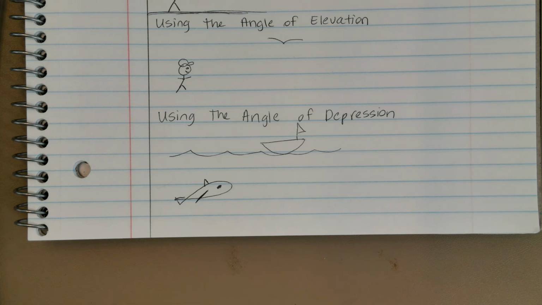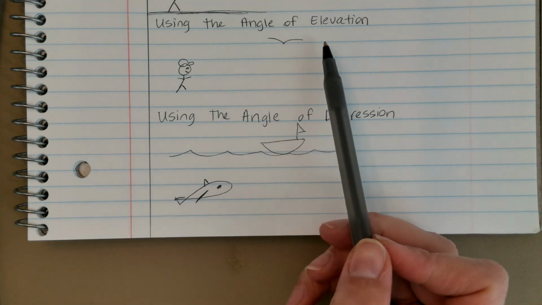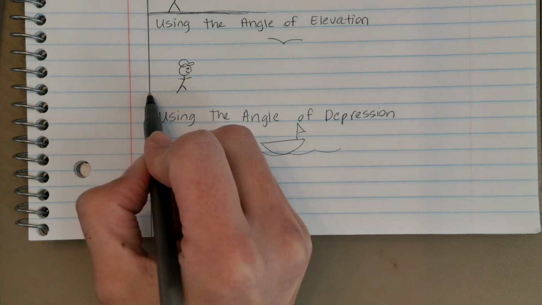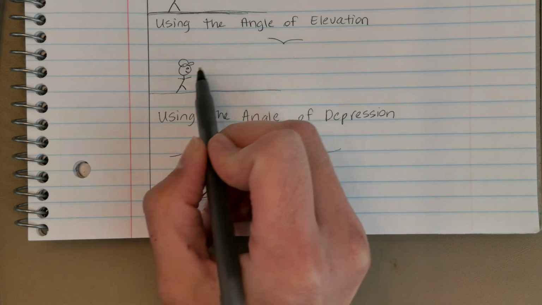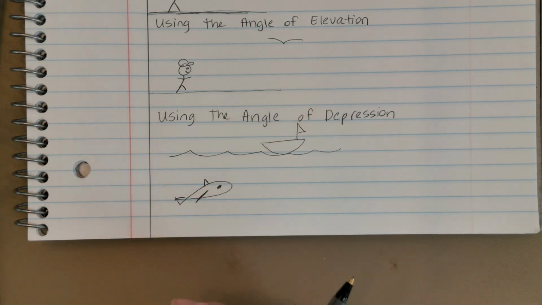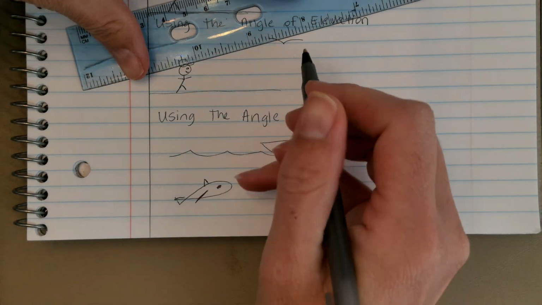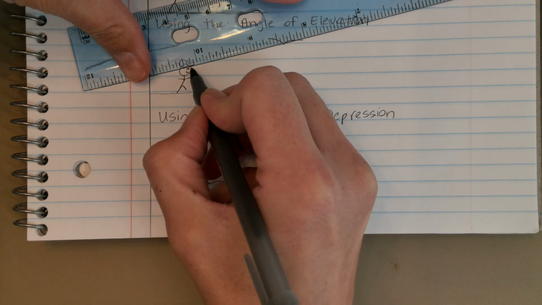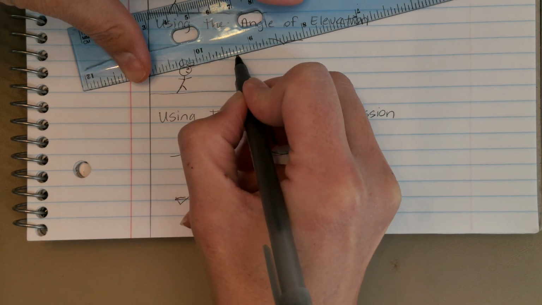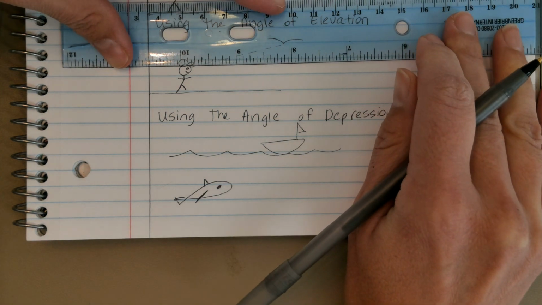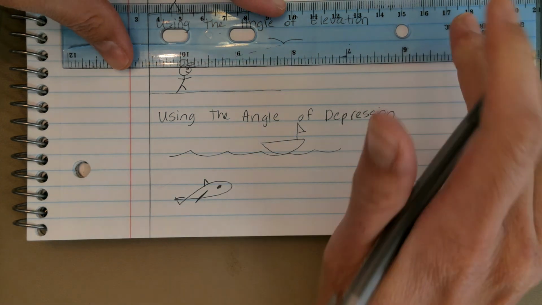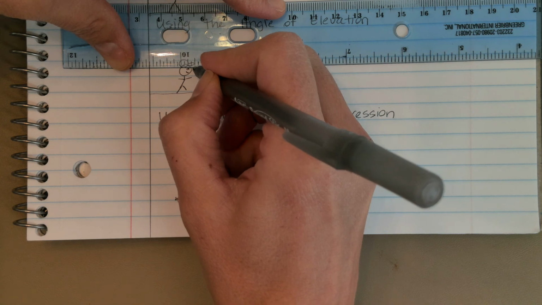All right, so what I have for the angle of elevation is a person on the ground. Remember, elevation means that they're going to look up at that thing that's up in the sky. So I'm going to just use a ruler just so that it's a little bit better. So that's the degree of the gaze of how they're looking. And then we have the horizontal line right there.